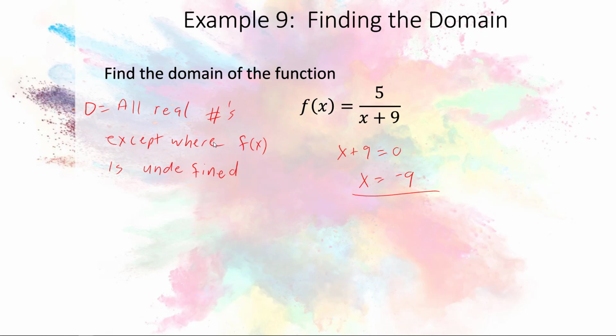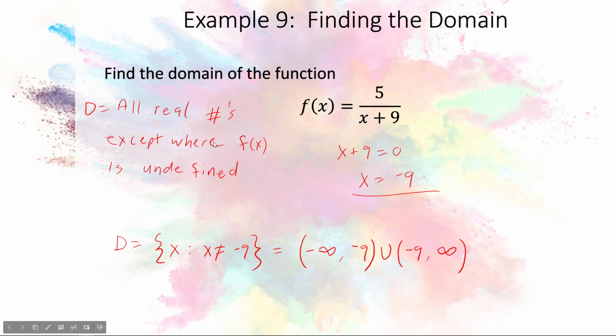And how would you write that? Well, there's a couple of ways. One way in set builder notation would be that the domain is equal to all values of x such that x is not equal to negative 9. And then in interval notation, that would be the open interval from negative infinity to negative 9, parentheses, unioned with the open interval from negative 9 to infinity. And notice that the union of these two intervals includes every single point on the real line except negative 9.